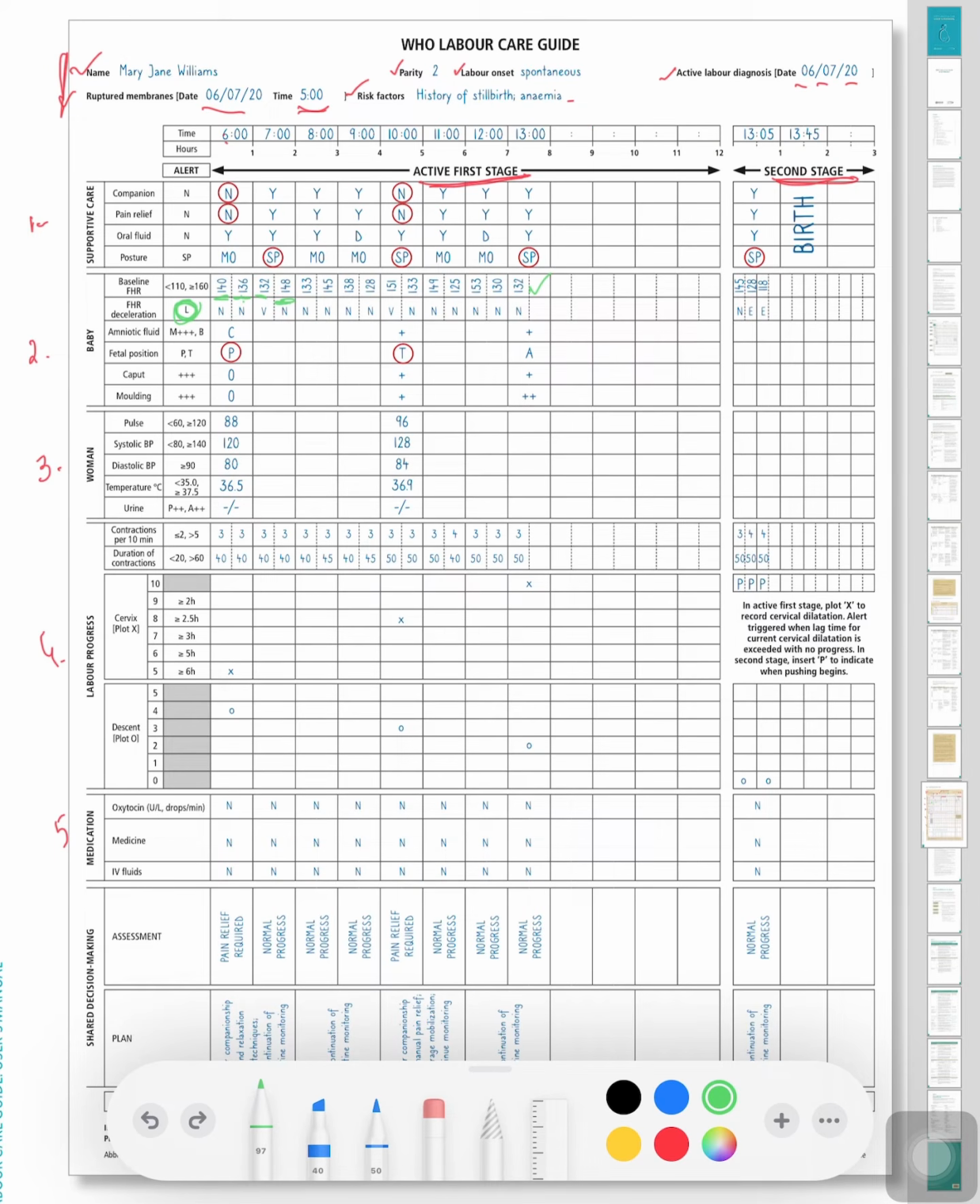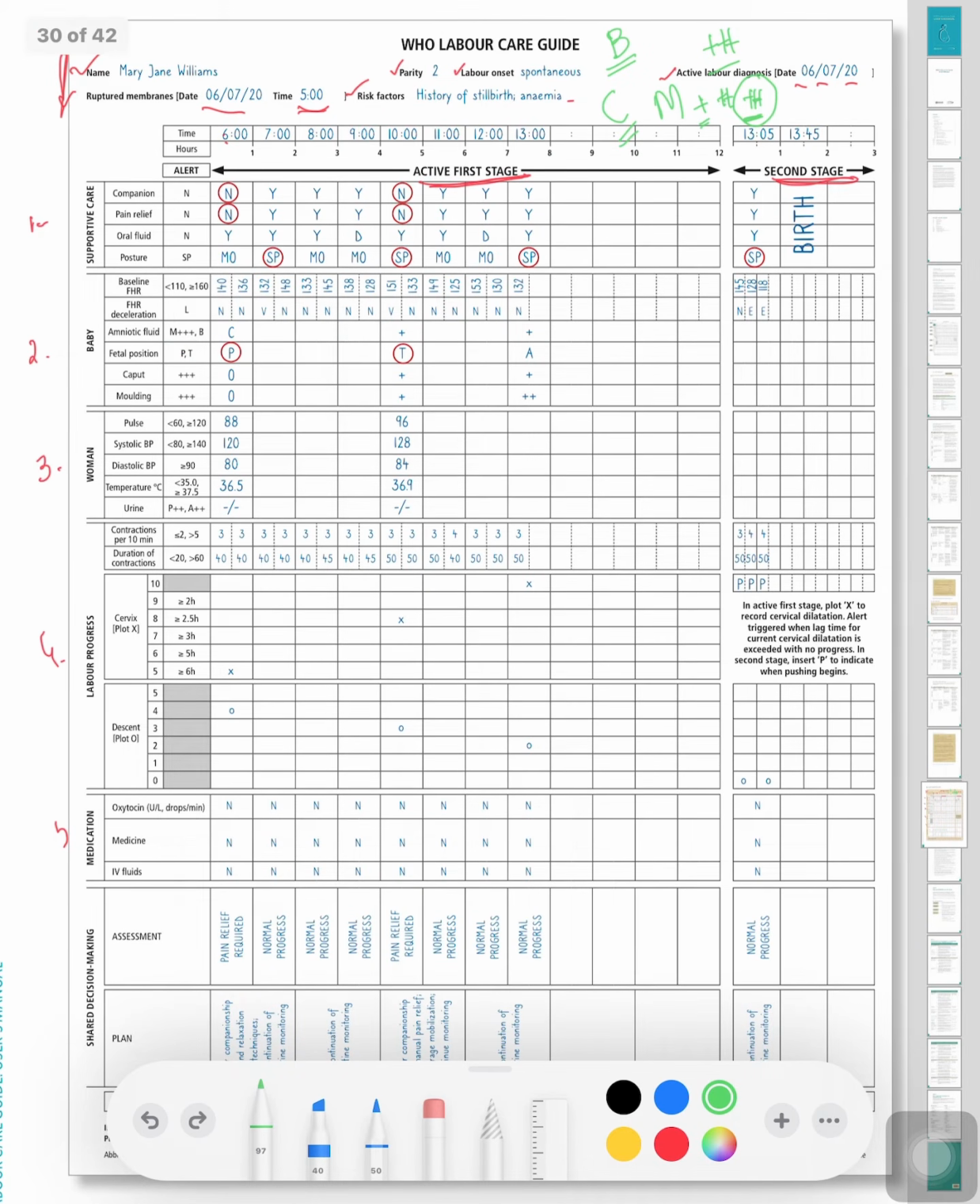Now for the amniotic fluid. If it is clear, you have to write a C, and that is totally fine. You are happy with the C. If there is meconium present, you have to write an M, and you write plus if it is less, plus plus if it is more, and plus plus plus if it is very much, and that triple plus is an alert for the meconium. And if there is blood in the amniotic fluid, you have to write a B, that is an alert as well. So for the amniotic fluid, we have two alerts: a very large amount of meconium or blood.